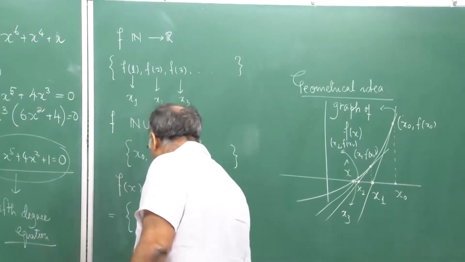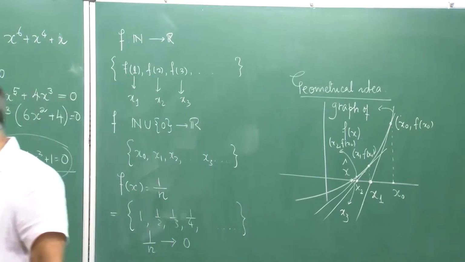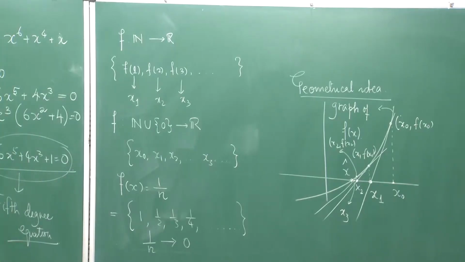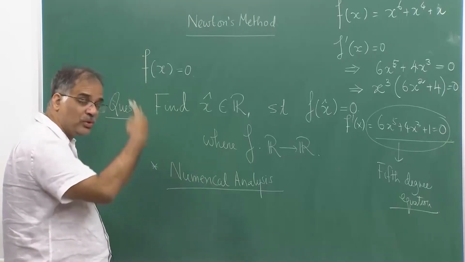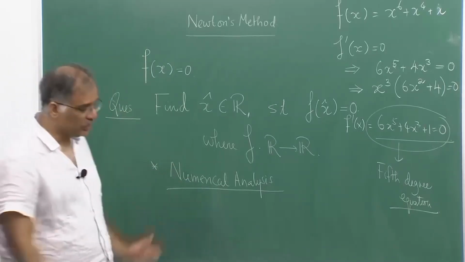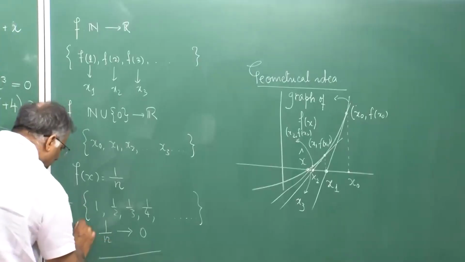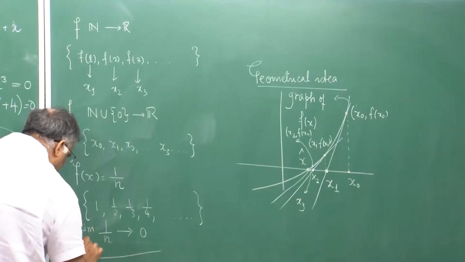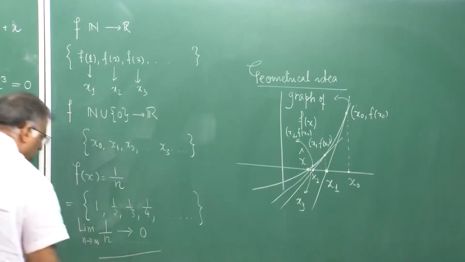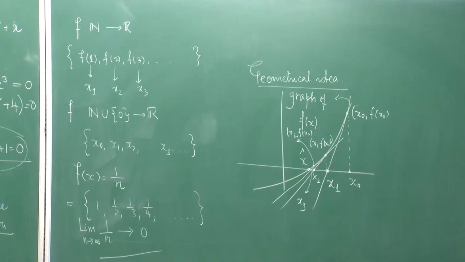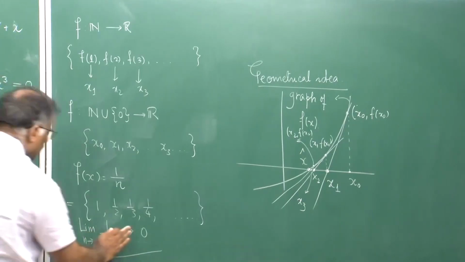In such a case, we say that 1 by n converges to 0. This is a discretized version of the fact that 1 by x converges to 0 if x goes to infinity and each x is positive. So, it is nothing but some sort of a discretization of the graph of the function 1 by x on the positive part of the x axis. So, this is a limit of 1 by n, as n becomes larger and larger, which we indicate by n tends to infinity, is equal to 0.